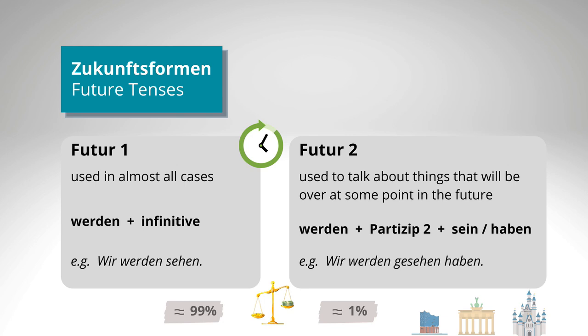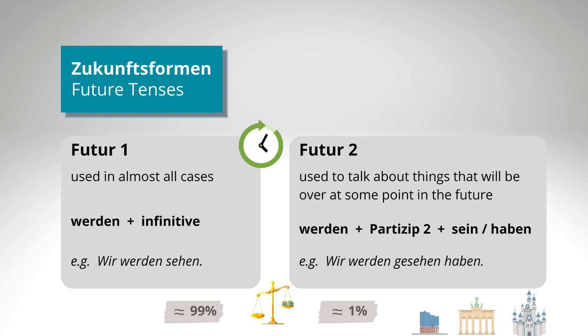For example, wir werden gesehen haben, we will have seen. You see, this is something that is pretty rarely used. But this shows you how important the Futur 1 is, because we use it in almost 99% of all cases when we talk about the future.